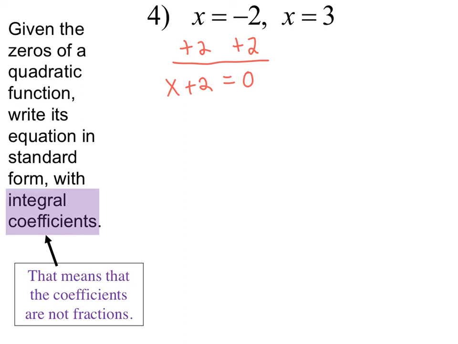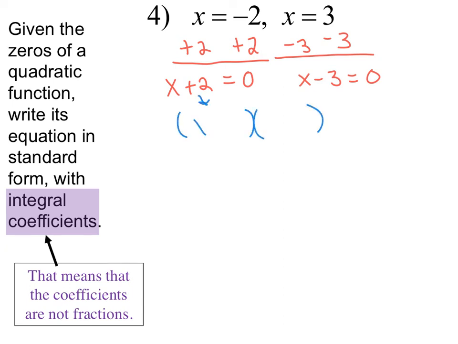Interesting that when we first started, we had to get everything on one side and let 0 be on the opposite side. Now we're working backwards. We're going to make sure 0 is on the side by itself. So in that case over here, we're subtracting 3 on each side, and this becomes x minus 3 is equal to 0. Well, now we have our factors.